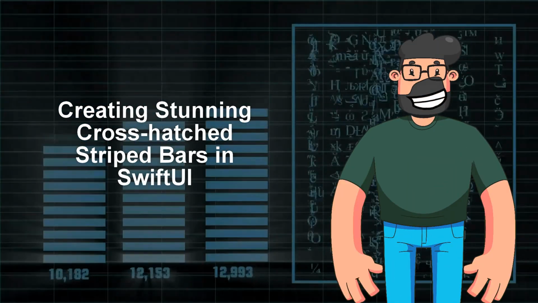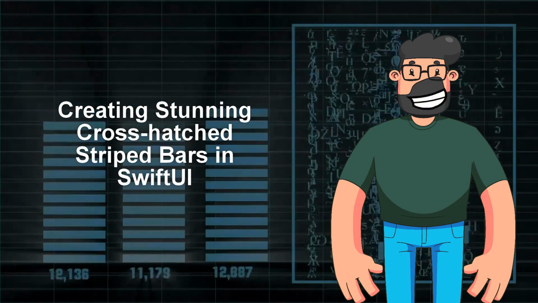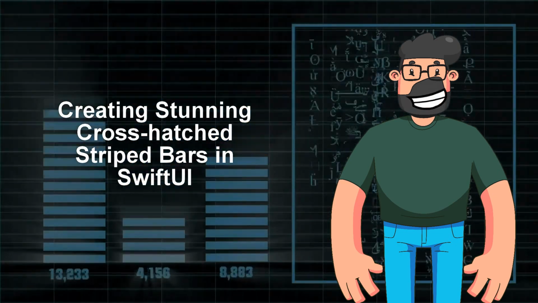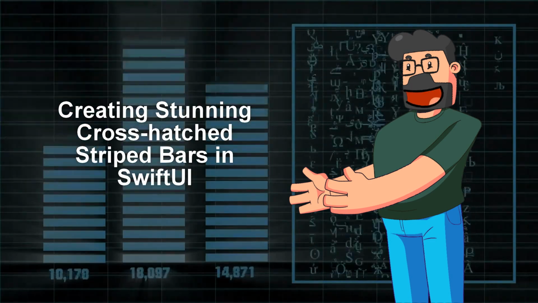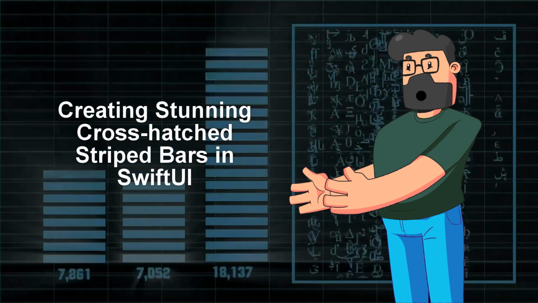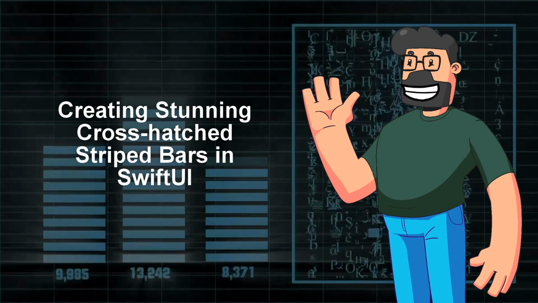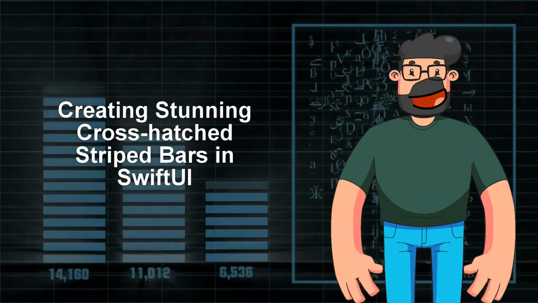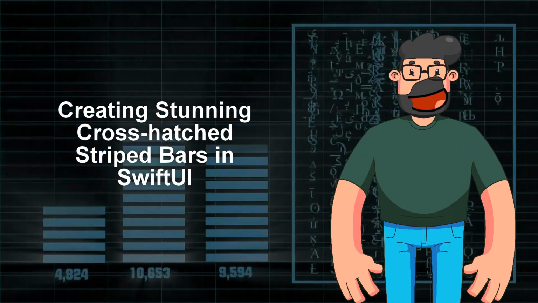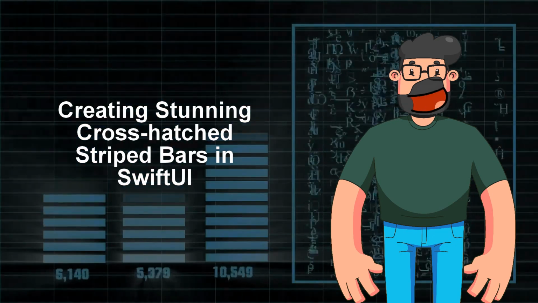The main issue at hand is creating a BarMark with a cross-hatch pattern in a SwiftUI project. Our dataset consists of tuples containing a date and a double value. We've already set up a basic chart displaying this data, but now we want to enhance the visual appeal by adding a specific cross-hatch pattern to the BarMark.